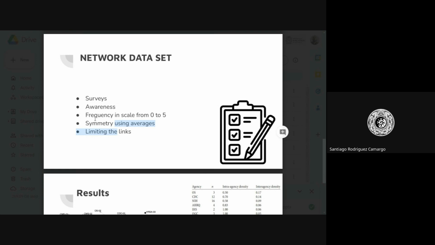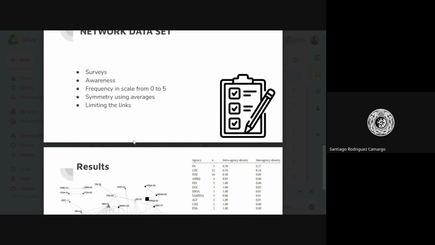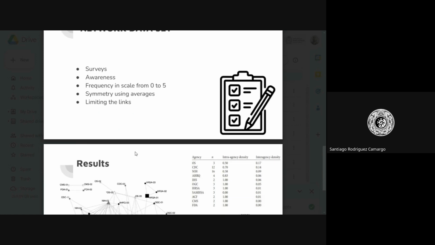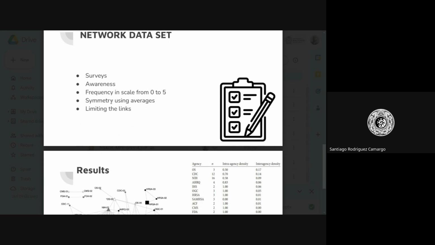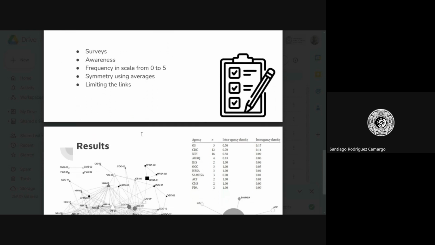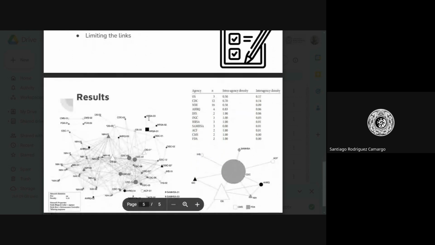Then, as the other group said, they try to make the networks symmetric, because communication between two people is symmetric. So if one person in a pair says the communication is level 3 and the other says it's level 5, then they average the communication to 4. That way they can make a network that is symmetrical and undirected. Then they limited the links between the nodes to only the people that had communicated quarterly or more, because they were trying to capture regular communication.